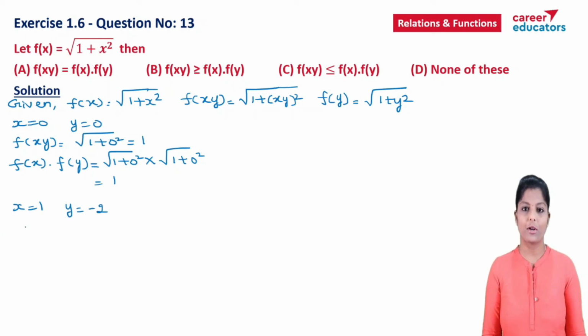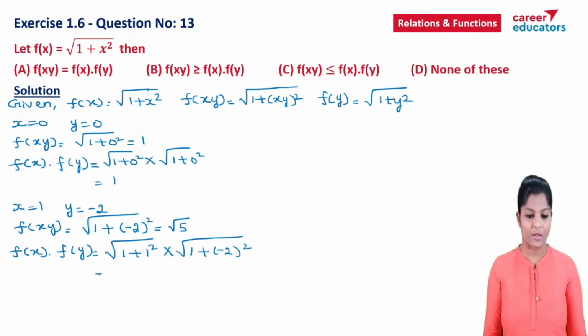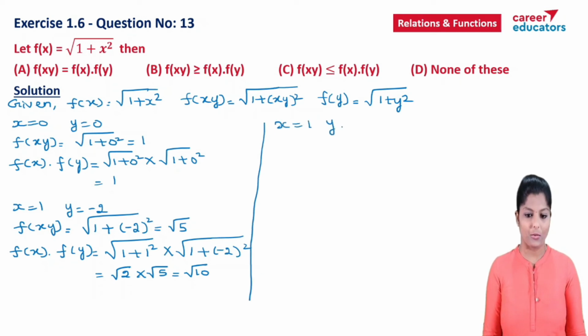Next, we are going to substitute x equal to 1 and y equal to minus 2. When x equal to 1 and y equal to minus 2, the value of f of xy will become square root of 1 plus (-2) whole square equal to root 5. Next, when x equal to 1 and y equal to minus 2, the value of f of x into f of y will become square root of 1 plus 1 square into square root of 1 plus (-2) square equal to root 2 into root 5 equal to root 10. Next, we are going to substitute x equal to 1 and y equal to 1.